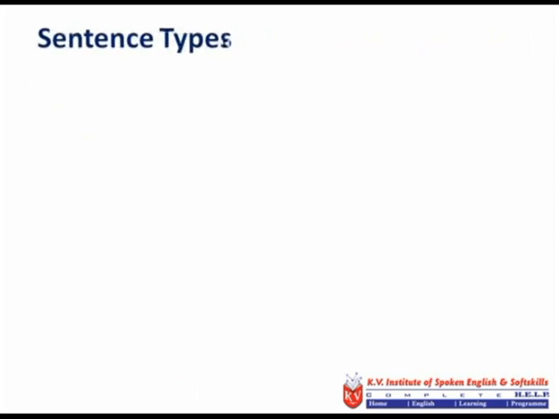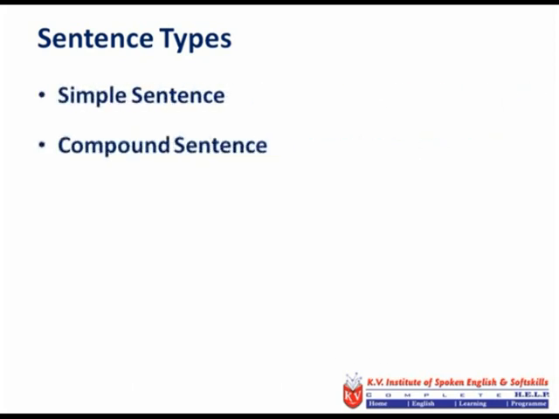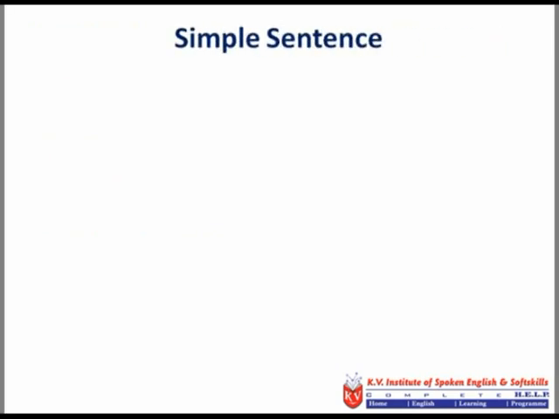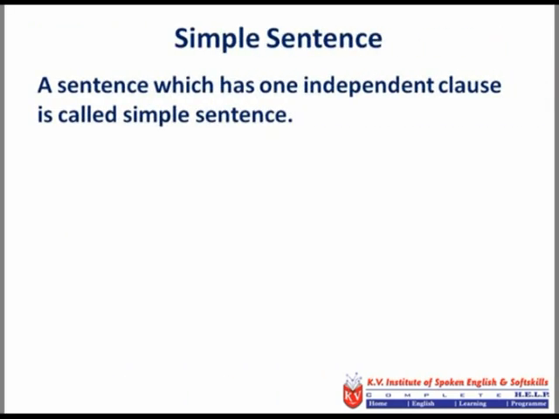Let us see sentence types. There are 4 types of sentences. They are simple sentence, compound sentence, complex sentence, and compound complex sentence. Let us know about simple sentence. A sentence which has one independent clause is called a simple sentence.